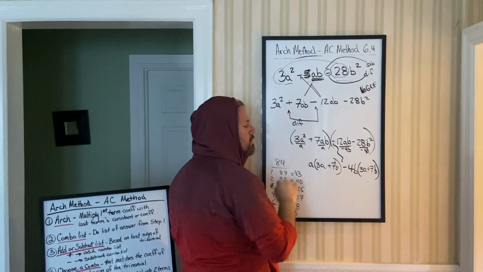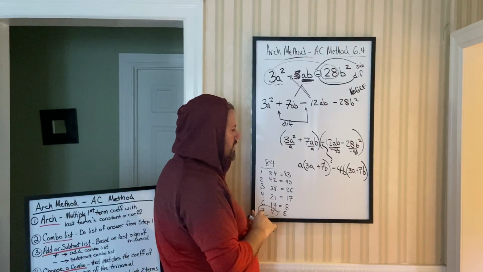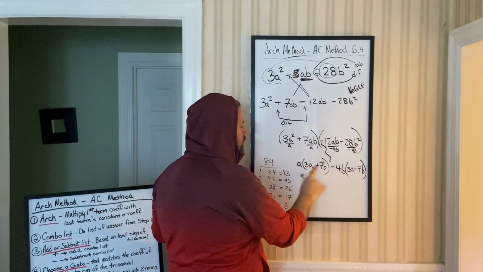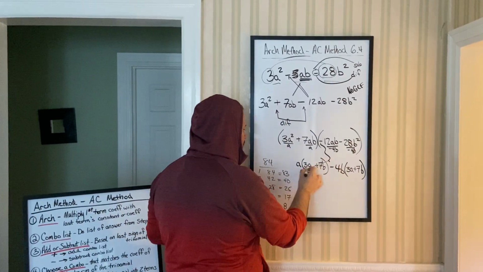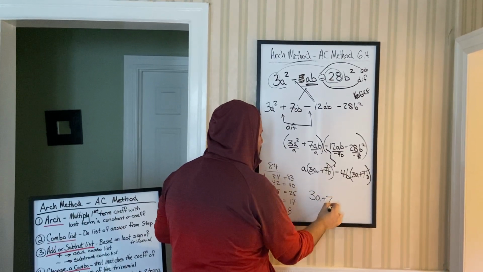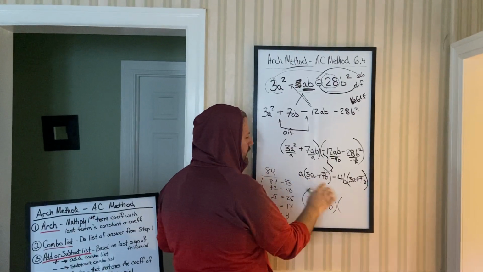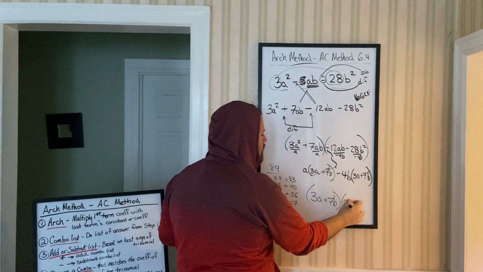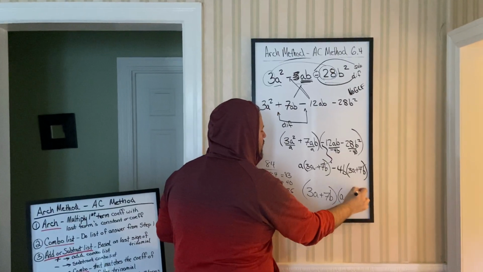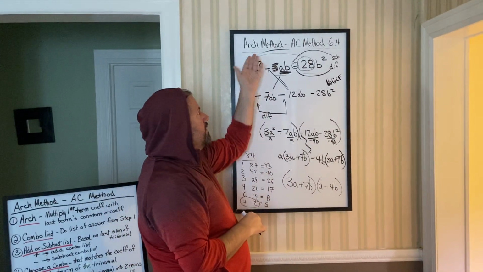Remember I told you that these parentheses must match because we found the combo that works. These, for the grouping method, says don't write them out twice, just write it as one set of parentheses, the matching guys. And then the other binomial is going to be the A and the minus 4B, the GCFs. This is your final answer. Done the arch method.